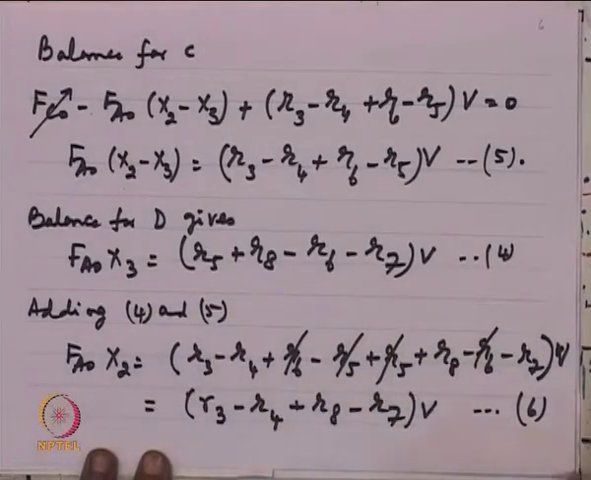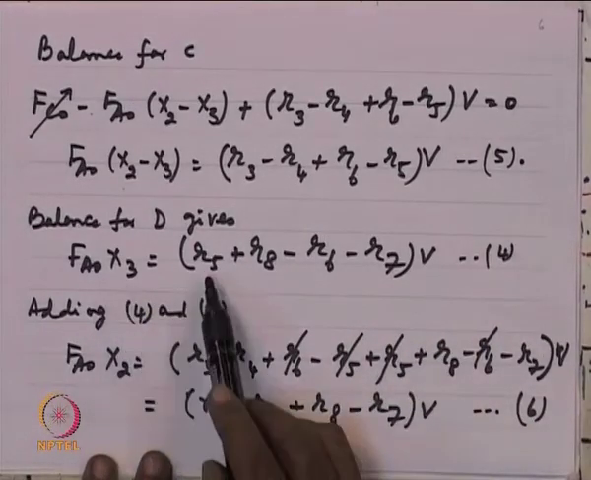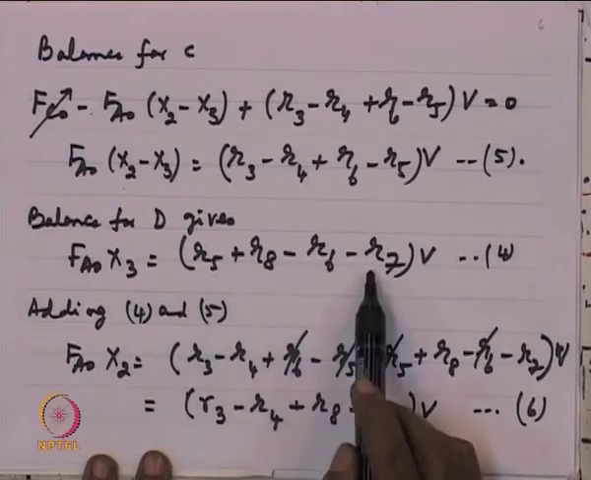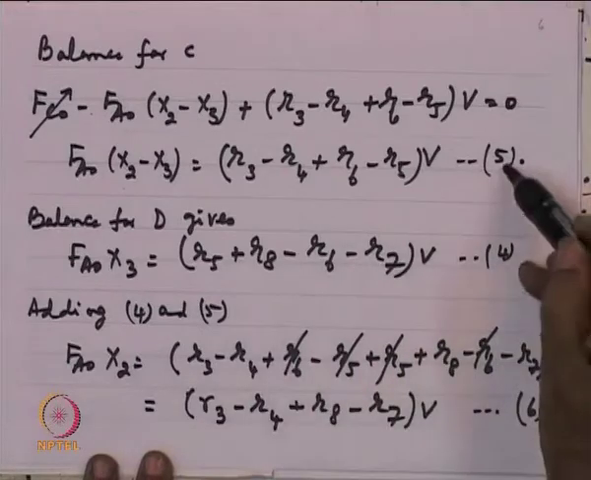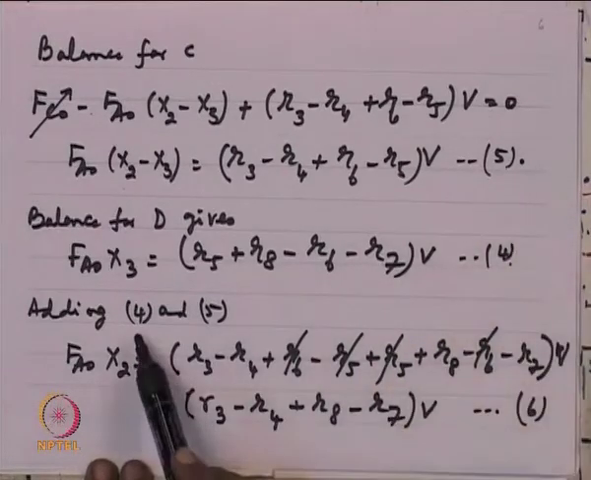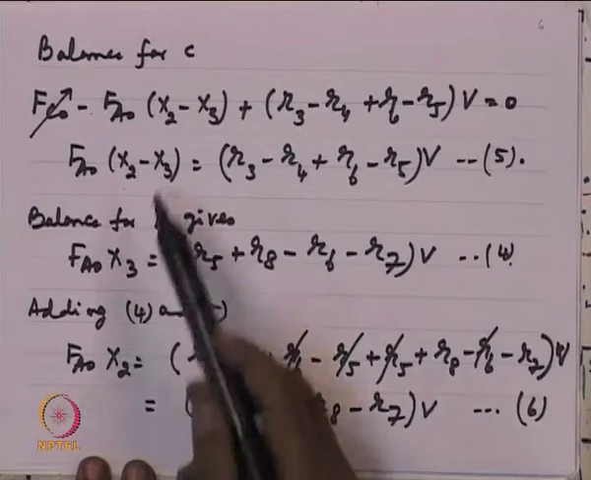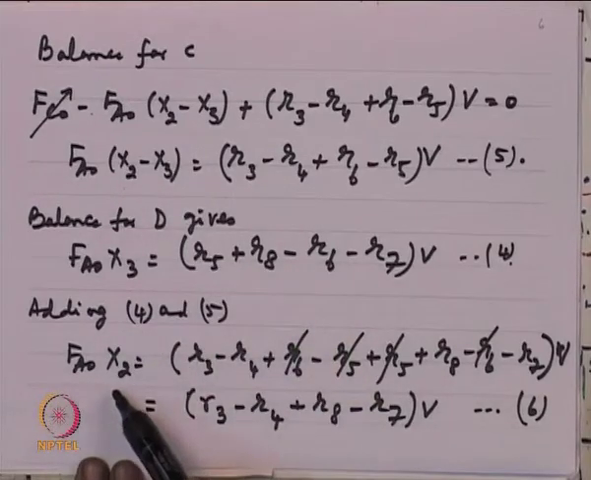Which you already derived. What does it say? FA0 X3 is R5 plus R8 minus R6 minus R7. That is equation 4, which you have derived a little earlier. Now, if you add equation 5 and equation 4, you notice that X3 gets cancelled. So, you get FA0 X2.